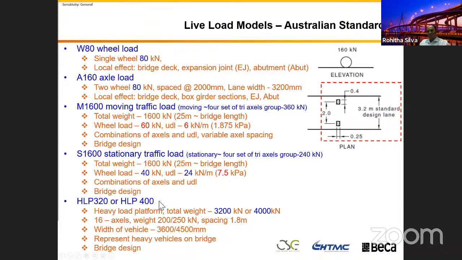And on some routes, we don't need to design our bridge to transport this one. But if you design a main highway, it's better to use the heavy platform loading, but this needs to be specified by the road agencies. They need to design for the particular HLP loading, 320 or 400, right? For example, for most of the highways we design, most of the bridges in Australia, we design for HLP 400.